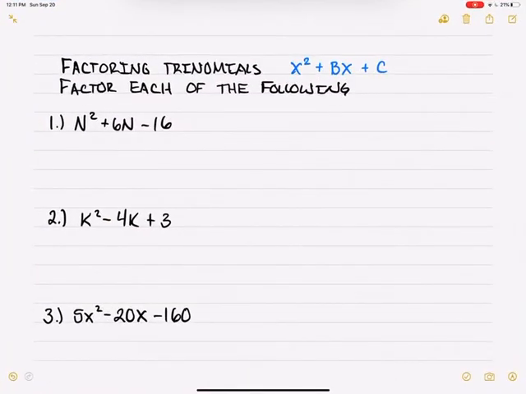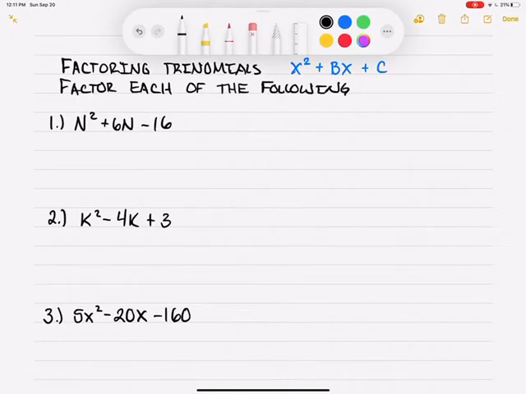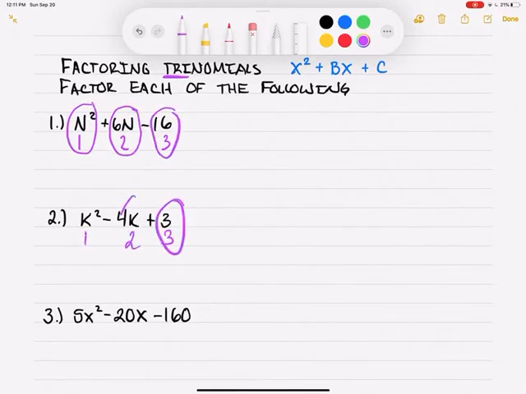Alright guys, today we're looking at factoring trinomials in the form of x squared plus bx plus c. Trinomials, guys, tri means 3, so I'm looking at polynomials that have 3 terms: 1, 2, 3. Every single one of these has 3 terms, every single example. So these are called trinomials.